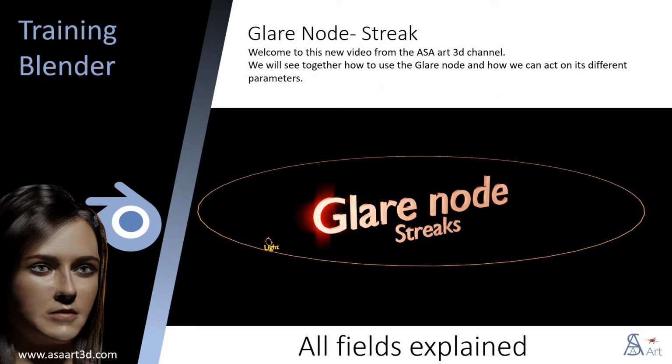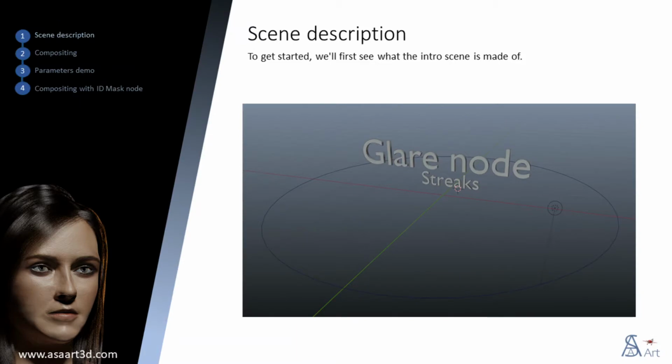Welcome to this new video from the ASA Art 3D channel. We will see together how to use the glare node and how we can act on its different parameters. To get started, we'll first see what the intro scene is made of.